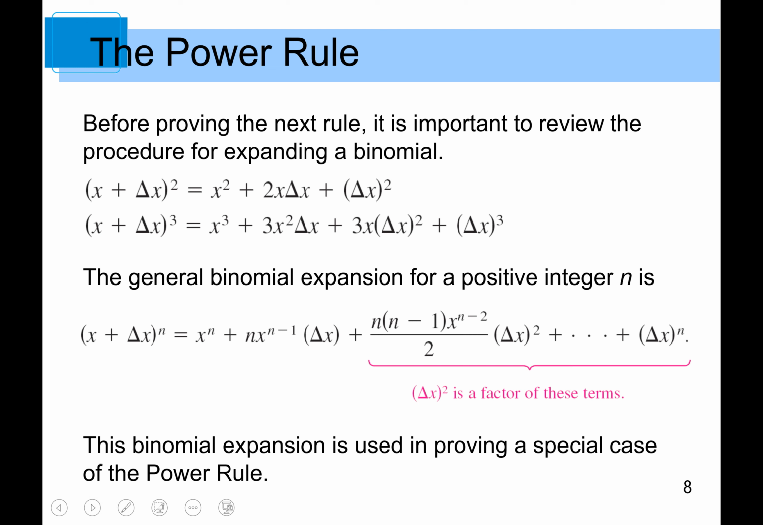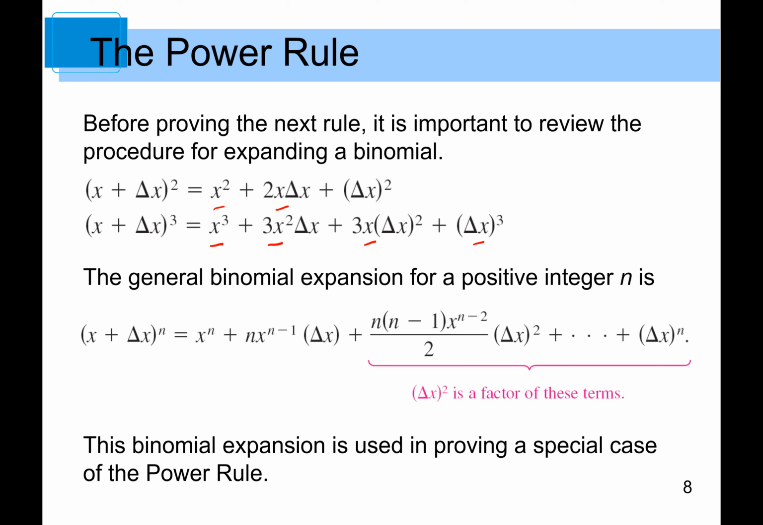Before proving the power rule, it's important to review the procedure of expanding a binomial. First, let's say we have (x plus delta x) squared. Since it's a perfect square, it turns out to be x squared plus 2x times delta x plus (delta x) squared. Similarly, (x plus delta x) to the third becomes x cubed plus 3x squared times delta x plus 3x times (delta x) squared plus (delta x) to the third.